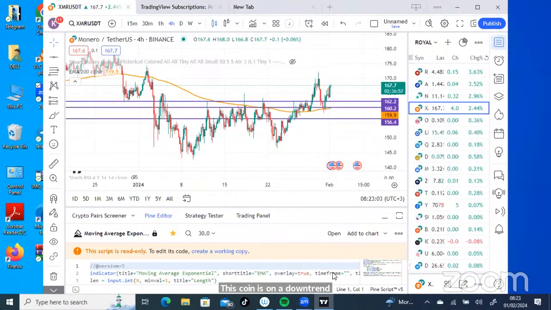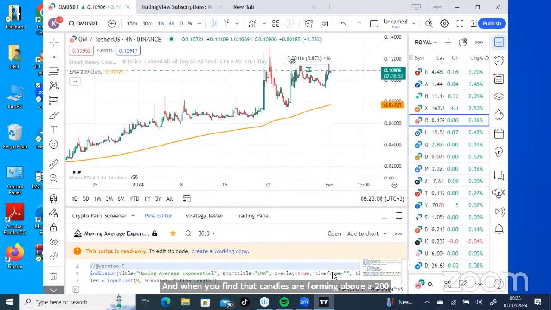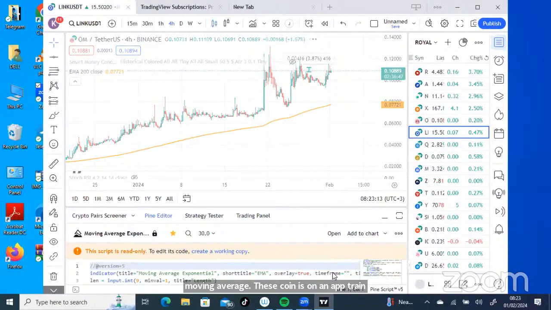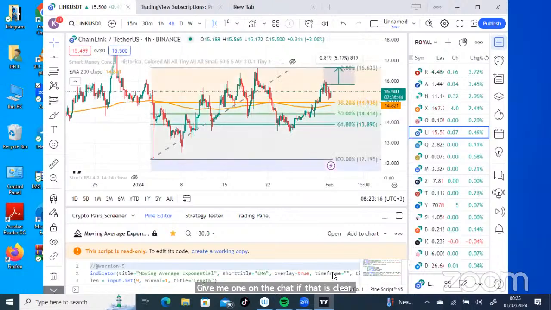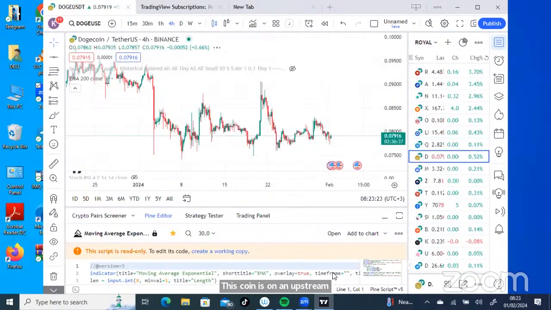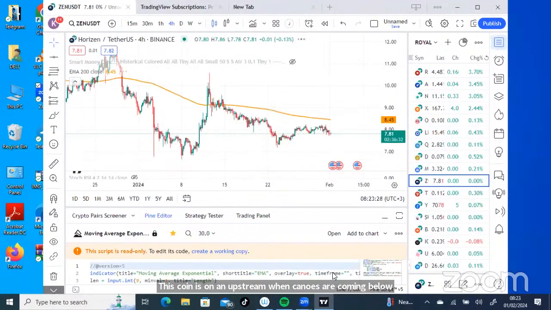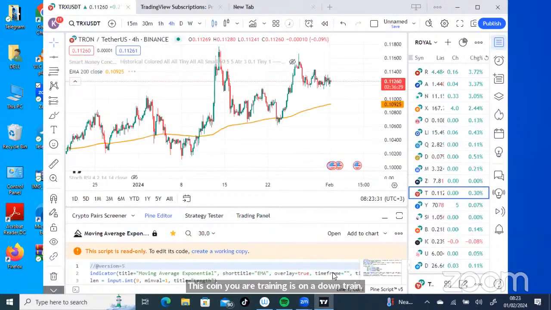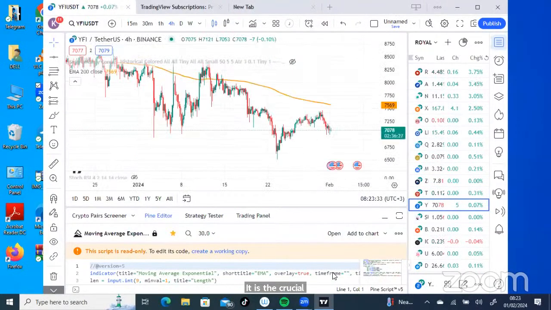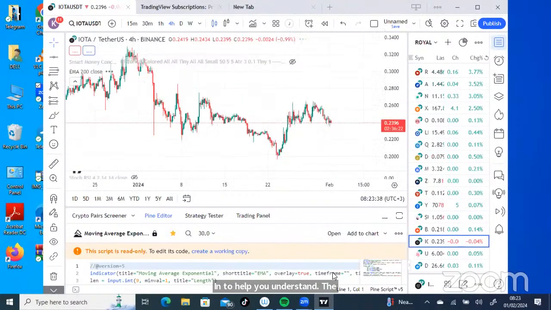But when you find that candles are forming above a 200 moving average, this coin is on an uptrend. Give me one on the chart if that is clear. When candles are forming above, this coin is on an uptrend. When candles are forming below, this coin you are trading is on a downtrend. It is a crucial indicator to help you understand the trend of the market.